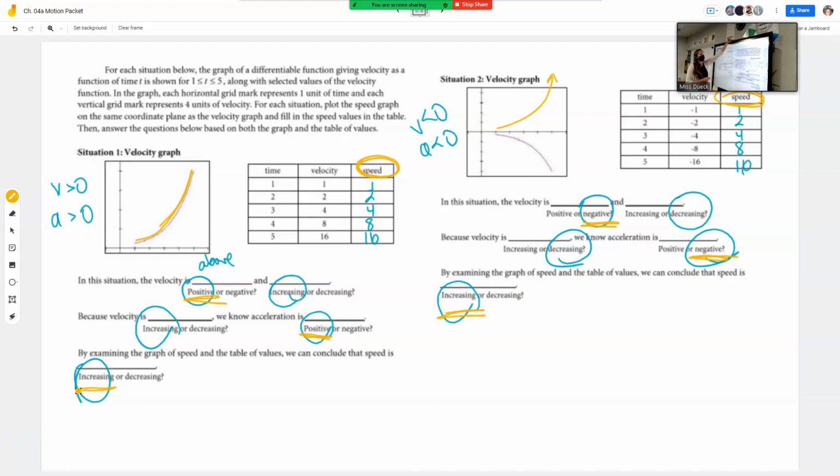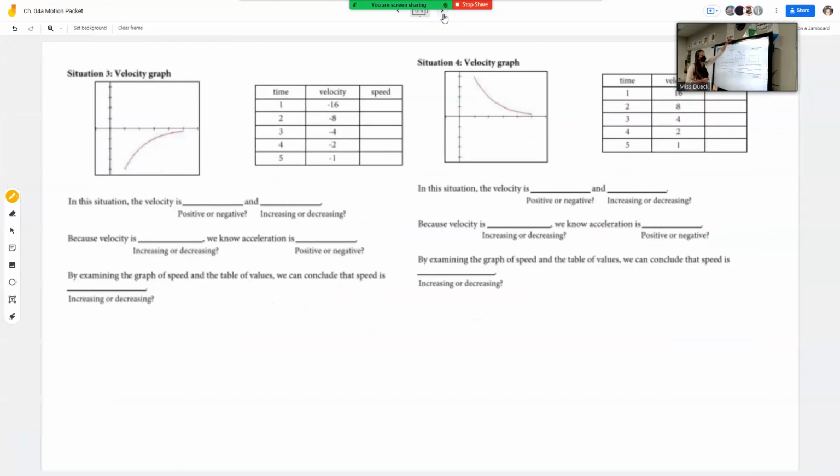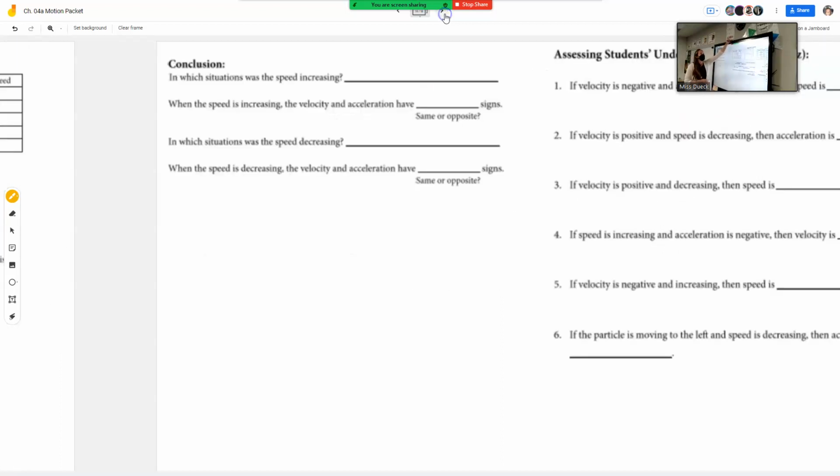So what are you guys going to do? You guys are going to go ahead and finish up my little baby tables, which is hopefully pretty straightforward as far as looking at the numbers, taking the absolute value of the numbers, and what would the speed graph look like.